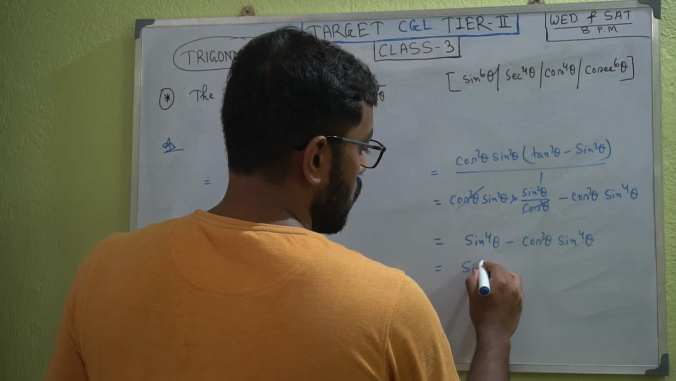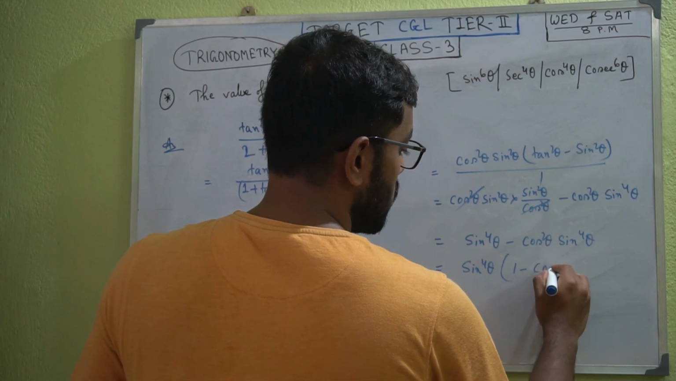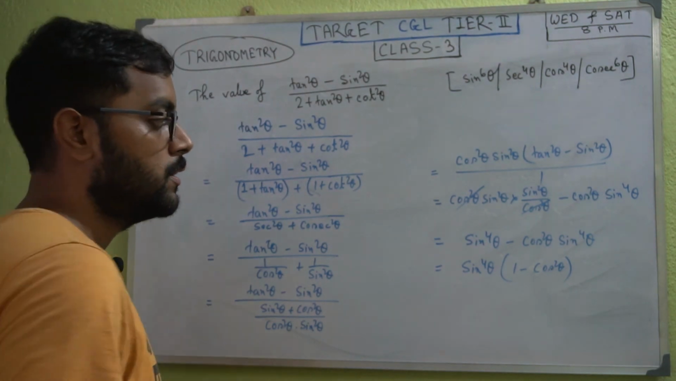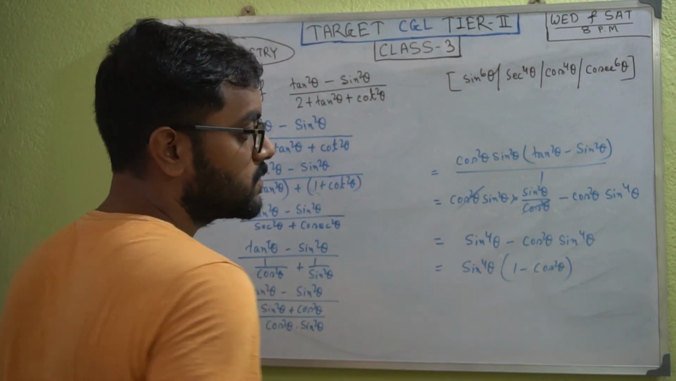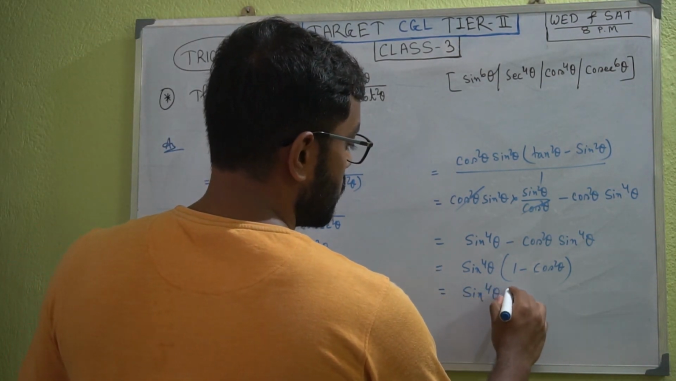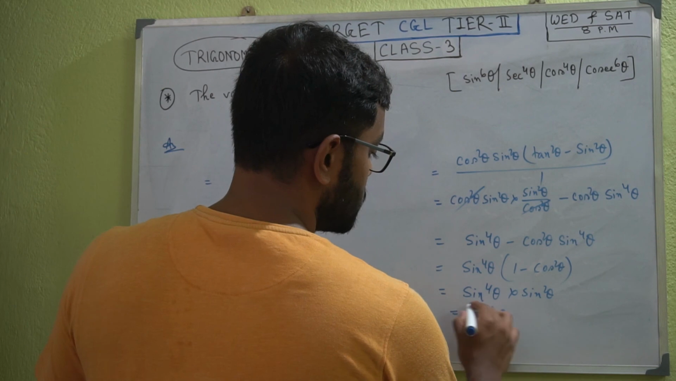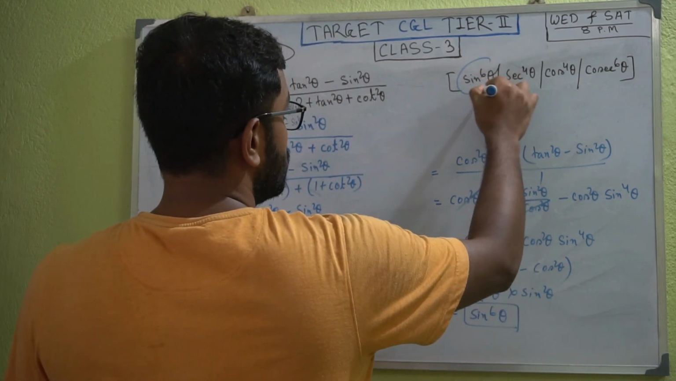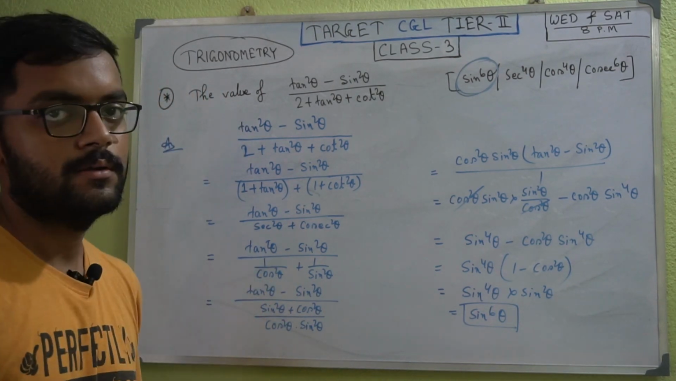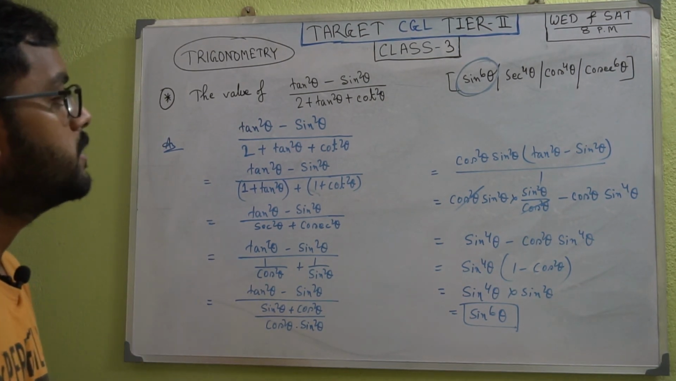Now we can take the common sin to the power 4 theta. Now 1 minus cos square theta. We know that sin square theta plus cos square theta equal to 1. Then we can put the value of 1 minus cos square theta as sin square theta. So sin to the power 4 theta into sin square theta, that is sin to the power 6 theta. So sin to the power 6 theta is the answer. Okay. It is the process to solve it, and now we can do it in another way.